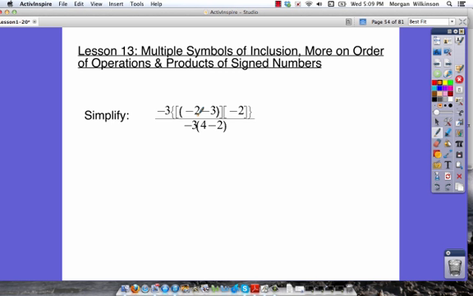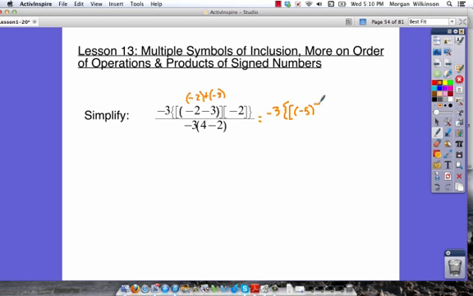So we've got to work from the innermost set of symbols of inclusion to the outermost set before we end up multiplying in the end and dividing. Let's go ahead and get started on this problem. So first off, we've got -3, and then you can see we've got our brace and our bracket, and then we've got -2 minus 3. That's like saying -2 plus -3. -2 plus -3 is -5. So we have -5 within our parenthesis.